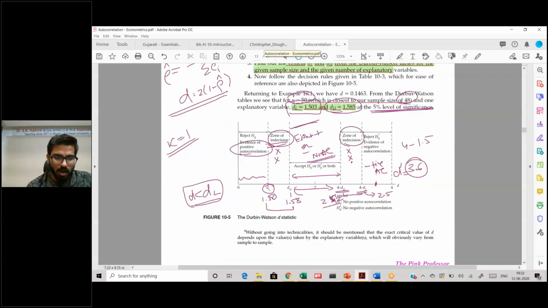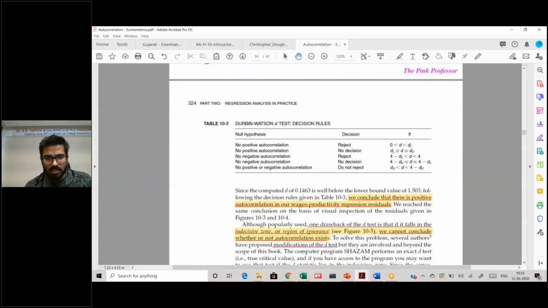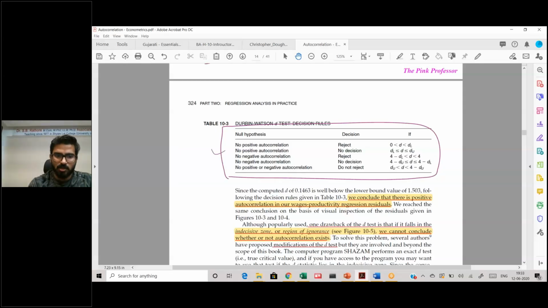Remember, in our example, our d value was 0.14, which is way here, which essentially translates into the fact that we definitely have positive autocorrelation. See, this is the rejection. This is the decision rule. Please have a look at this decision rule. I have explained this particular decision rule using that particular diagram.